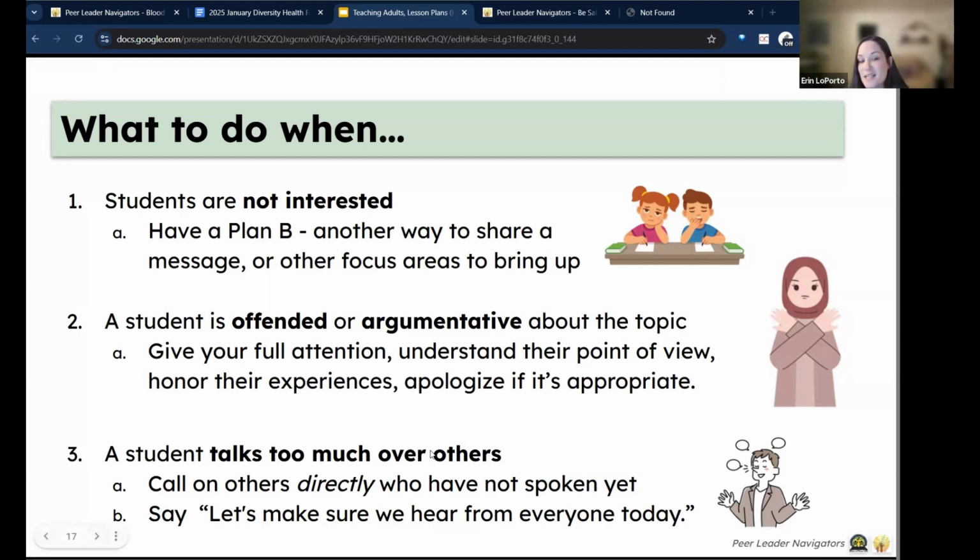And also, if the person keeps starting to answer, you can say, let's make sure we hear from everyone today, or just a really gentle way to say, we want to make sure everyone gets a chance to share and engage a little bit. But that can be a little delicate, because the person is really eager to learn. You love that. That's a good thing.